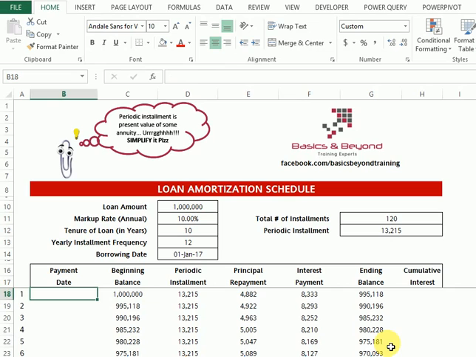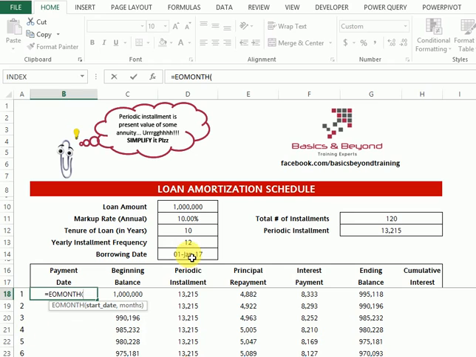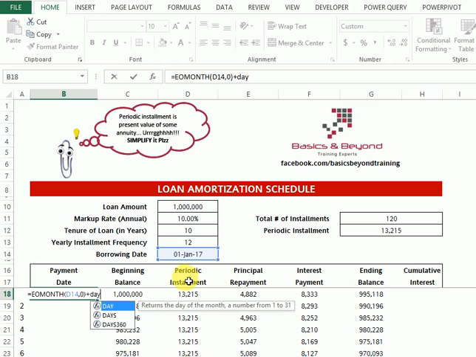Now for the date of each installment, we will be using the end of month function. End of month takes two arguments. Number one, the date, and the number of months. 0 means it will return the last date of the month for which the date is selected, plus add the number of days.